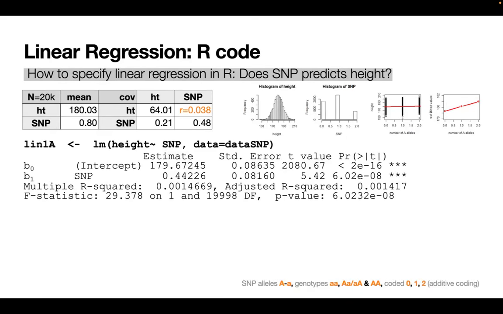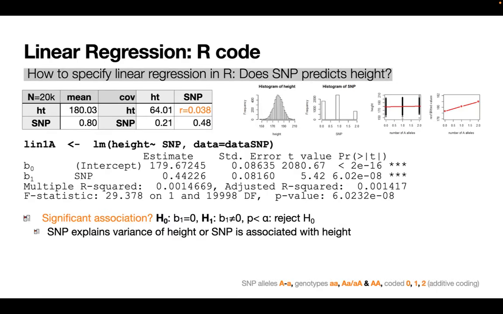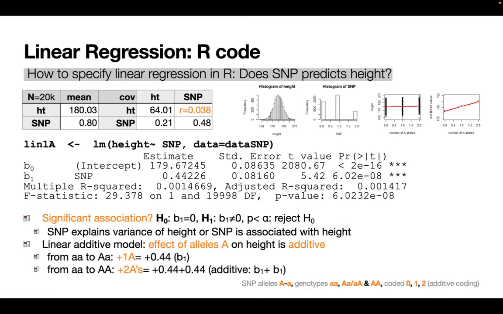This is the typical output of LM, and it allows us to answer the question, is there a significant association between height and the SNP, or does the SNP explain variance of height? In this case, the answer is yes, because the p-value is less than the critical value, and this is a linear additive model such that the effect of the allele, the big A allele, is additive, as shown below.